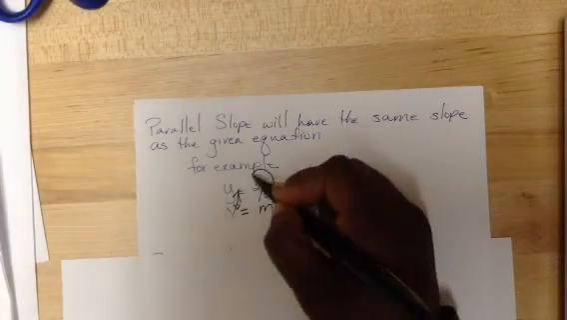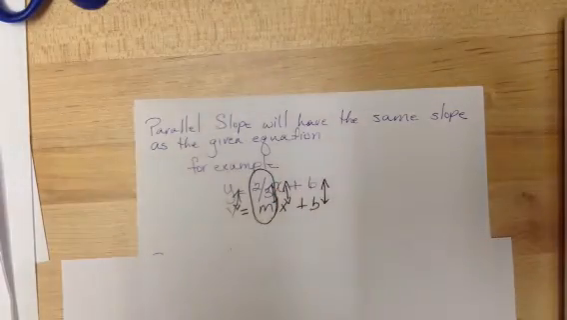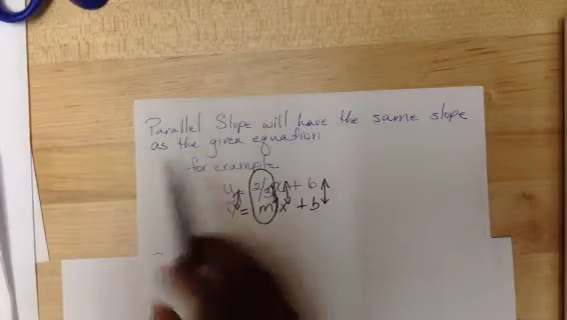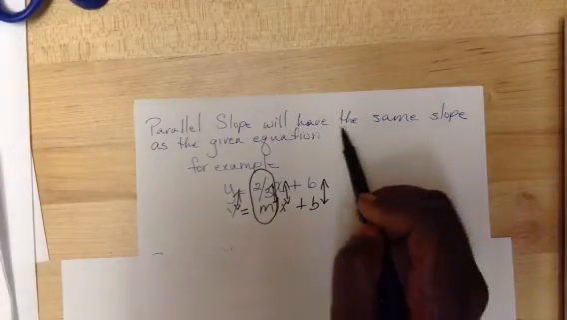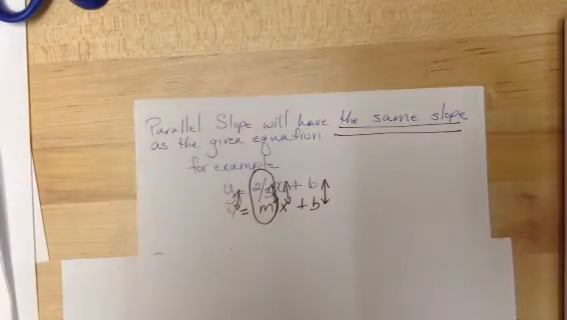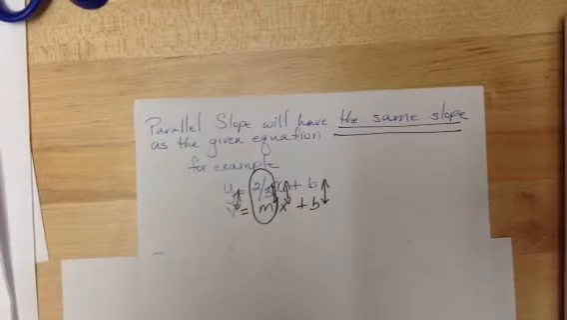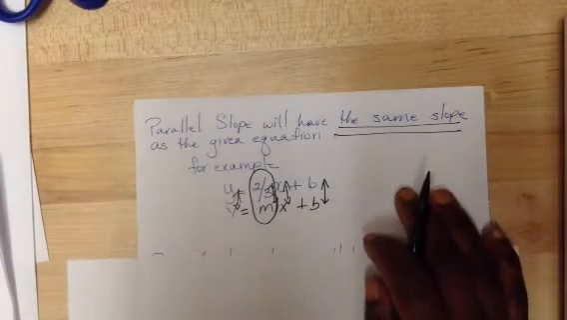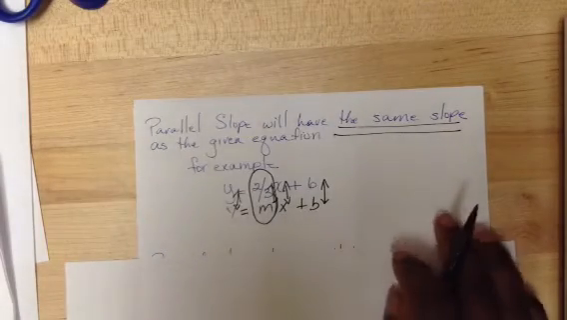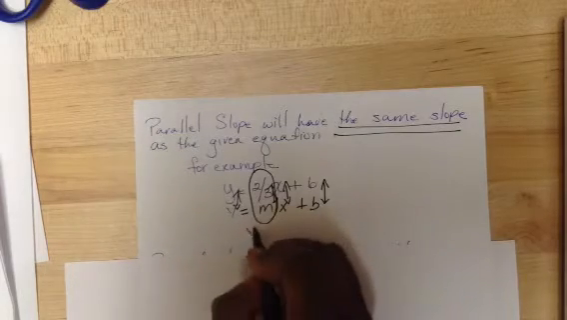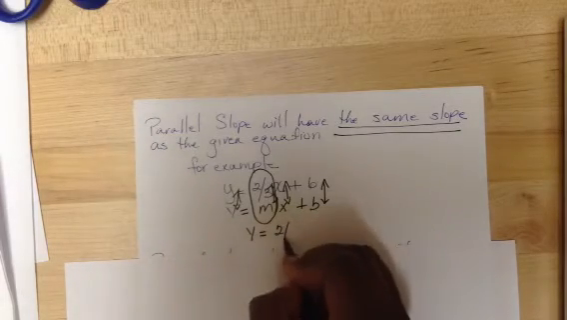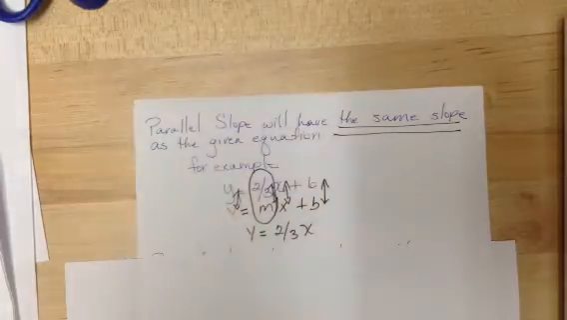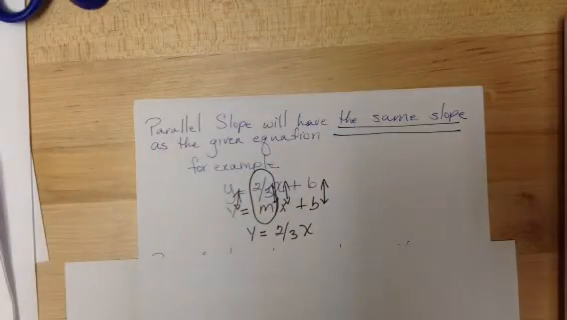So the slope in this line is going to be 2/3. And by definition, the parallel line has the same slope. So if I were to develop a new equation using the information in the given, that would give me y is equal to 2/3 x. So my slope will still end up being the same because it is a parallel slope.